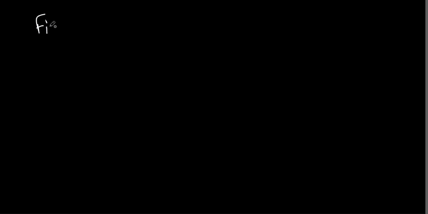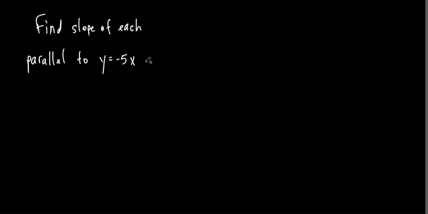This one says, find the slope of each line, all right? So this is two questions, all right? So the first question says it's parallel to. So that should ring a bell. Parallel to y equals negative 5x plus 2. All right. So what are they asking you to do? They're asking you to find the what? Find the slope. Slope of a line that's parallel to this line.